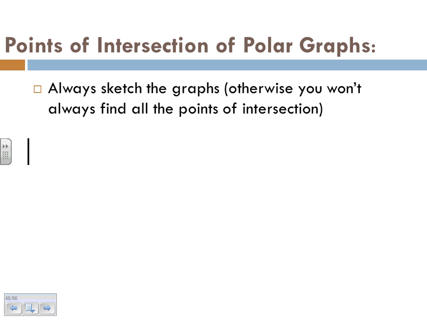Well, in polar, you may not find all of the intersection points, because remember, points are not unique, and you could have different theta values to still give me the same point. Does that make sense? So I will find some of them, but I may not find all of the points of intersection when I set them equal. Okay? So in order to find all of them, you need to sketch the graphs, or you may not see all the places where they intersect. Tell your neighbors that.